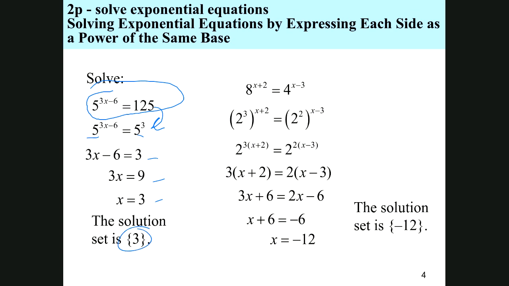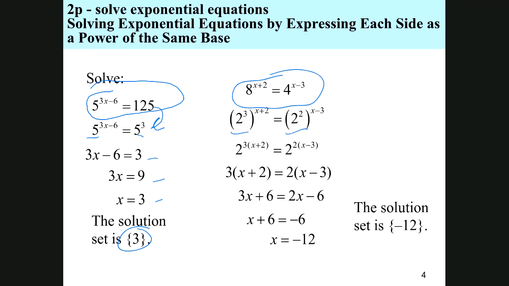All right, so you can see how simple the problem becomes if you can get the bases to be the same. Notice over here in this equation, however, the bases are 8 and 4. Now 8 and 4 are not connected exponentially. However, they are both powers of 2. We can't change 8 to some power of 4, but we can change them both to powers of 2. 8 is 2 to the third, and 4 is 2 squared.